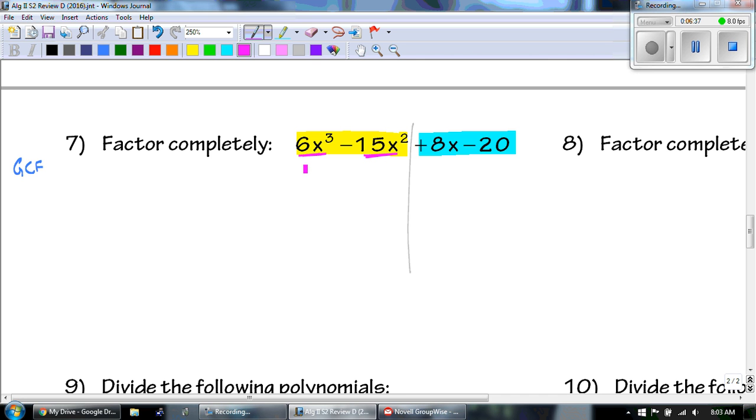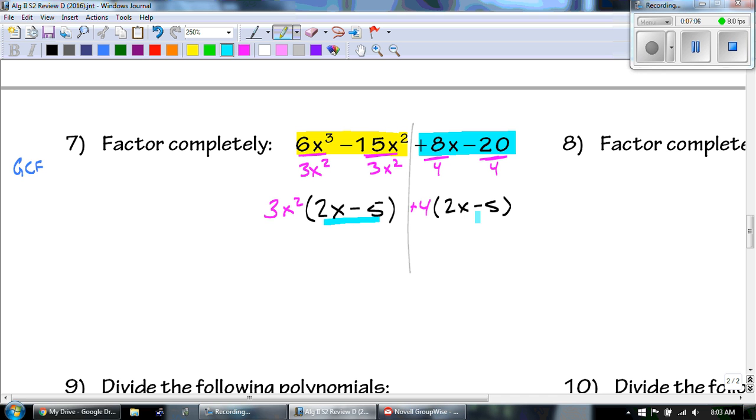So between 6 and 15, I can take out a 3, and then they both have x squareds. So I take the 3x squared out front, and then the remainder goes underneath. So that's 2x minus 5. Now, 8 and negative 20, I can factor out a 4, and that was a positive 4. And I'm left with 2x minus 5. Okay, I'm happy because both of those match. So that's one of my binomials. And then the other one is the 3x squared plus 4.